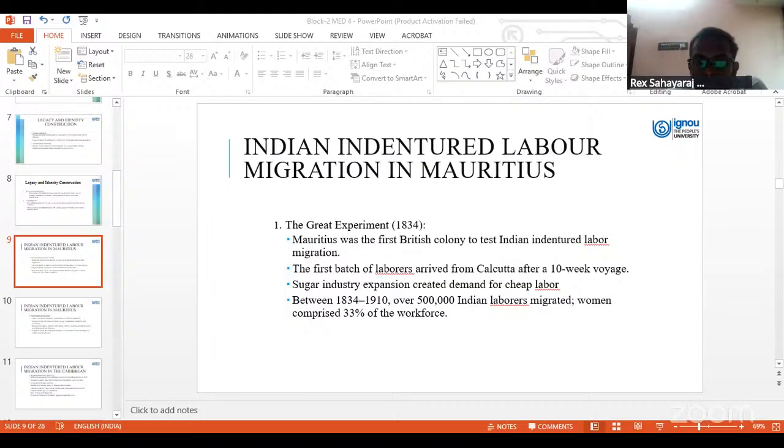And South Indian indentured immigration to sugar colonies. So you see Mauritius, Fiji. In Mauritius, you see 31.9 percent are of Indian origin, and Fiji, for example. So these are some of the examples where you see people in sugar plantations.